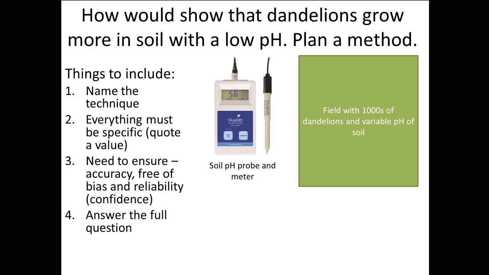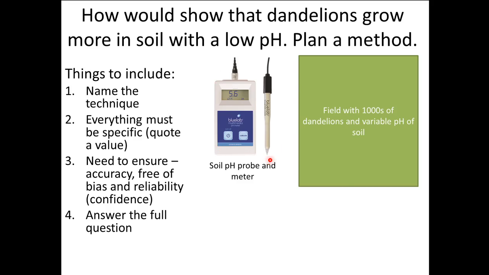Anyway, how would you show that dandelions grow more in soil with a low pH? I want you to plan a method. So again, you can have a go at this. You can pause the video. You need a quadrat, and you need 2 tape measures. To help out, you can see this green field here. So here's a field. There's thousands of dandelions and a variable pH of soil. You're going to put 1 tape measure on one axis of the field and 1 tape measure on the other axis of the field. Try and have a think why you need them.